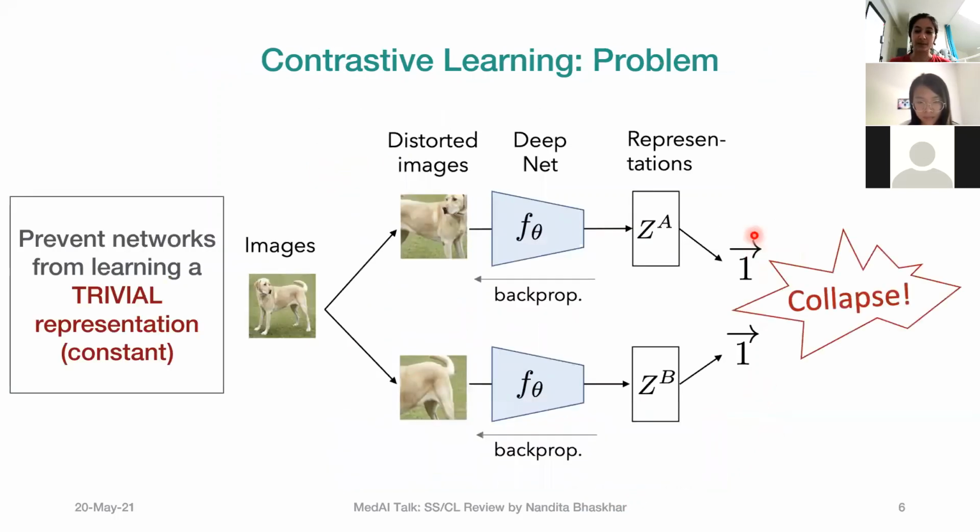But there is one problem in this technique. If you just pose this as the problem to a neural network, it leads to something called collapse, where the neural network can just learn a trivial representation. The representations will just be a constant vector. And so when you backpropagate it, you're never going to learn anything new. So the main engineering challenge is to make sure that this collapse doesn't happen, and you want to get the networks to learn.